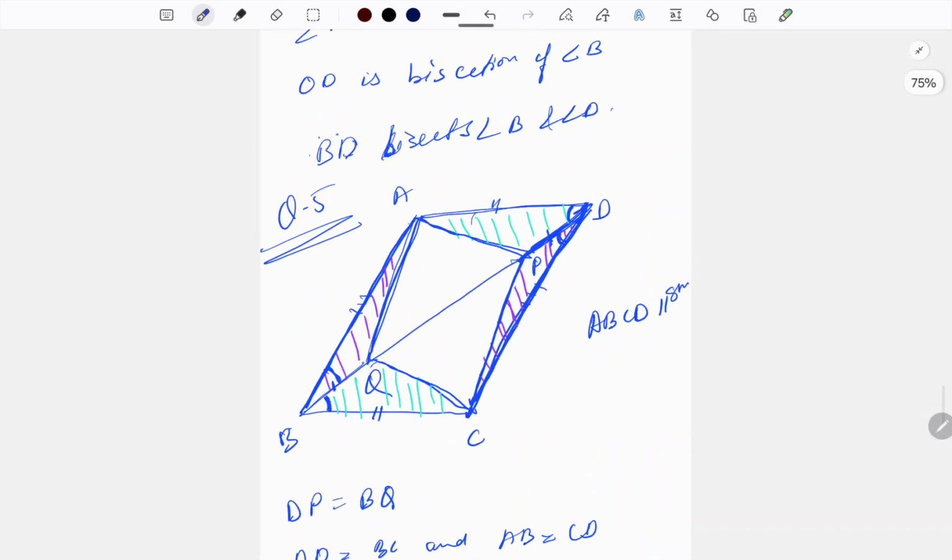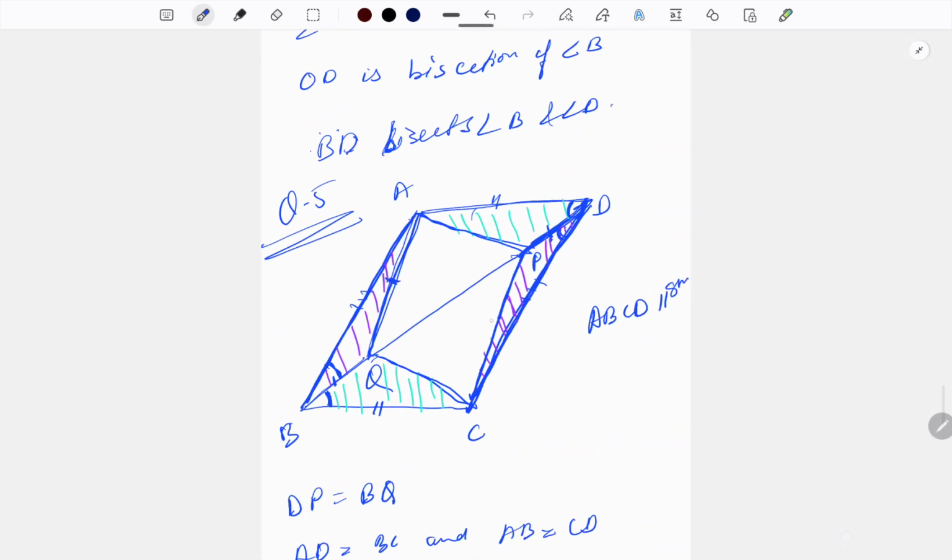Fifth and last part is asking whether APCQ is a parallelogram or not. Now we know that this side is equal to this side, and this side is equal to this side. From above we have got the derivation, and this will be common. So we will take these two triangles and prove them congruent, and the opposite sides will be equal. When opposite sides and opposite angles are equal, we can derive that it is a parallelogram.